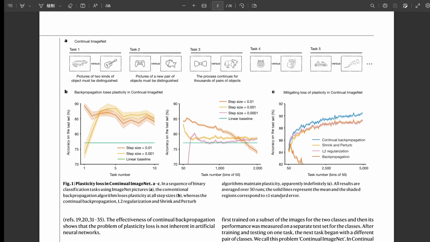Okay, that paints a pretty clear picture of the problem. If we want AI that learns throughout its life, this is a major hurdle. So the next big question is why? What did the paper find is actually going wrong inside the network?